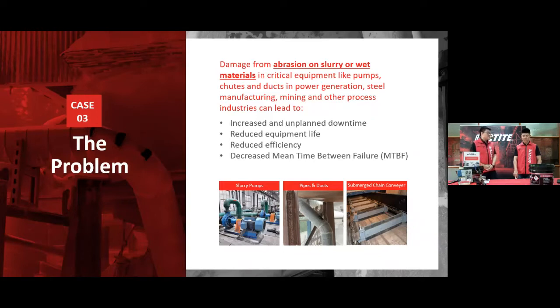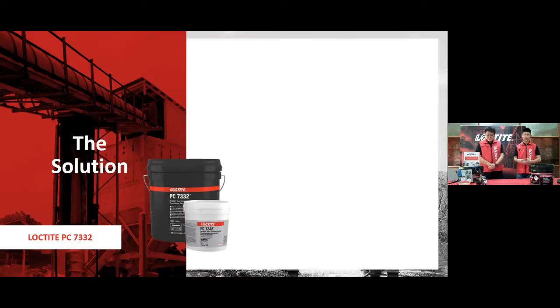All right, thank you. Like what you said, this wet abrasion causes certain issues on specific equipment that runs wet material. For example, the submerged chain conveyor, slurry pumps, hoppers and some pipelines. For this kind of case, we have a dedicated product for this kind of problem. It is known as LOCTITE PC 7332, or LOCTITE silicon carbide mill wet.